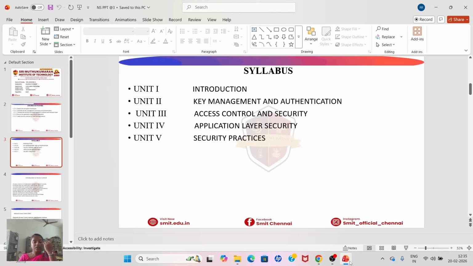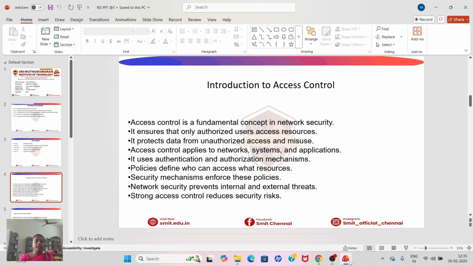Unit 1 covers the introduction. 2. Key management and authentication. 3. Access control and security. 4. Application layer security. Fifth one, security practices. Now we are going to see about Unit 3, access control and security. Let us see the introduction to access control.